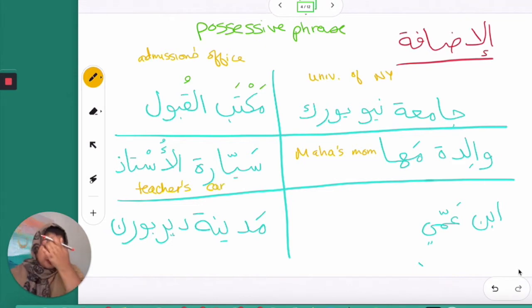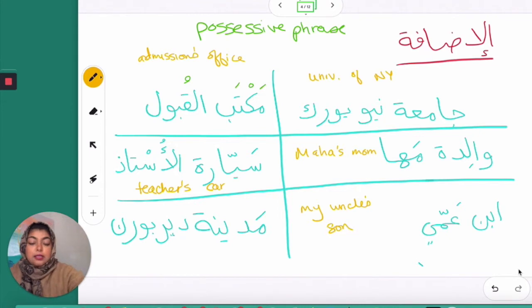And if you took 130 with me, you know the structure because we covered it. Ibn Ammi. Cousin, but literally what is it? Son of uncle. So my uncle's son. And the last one, Medinat Dearborn. City of Dearborn. Okay, in terms of the meaning, what is similar between all 6 of these?